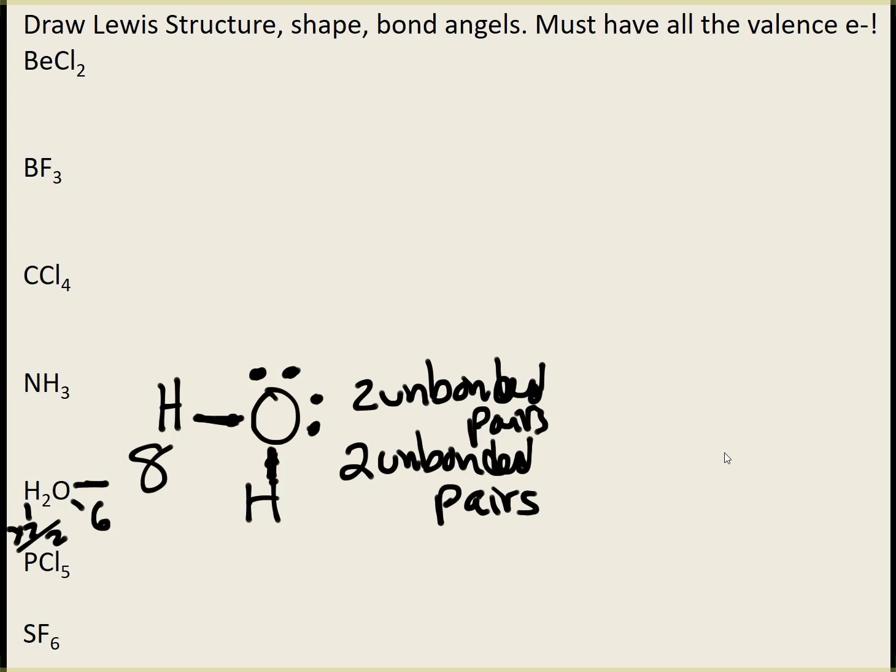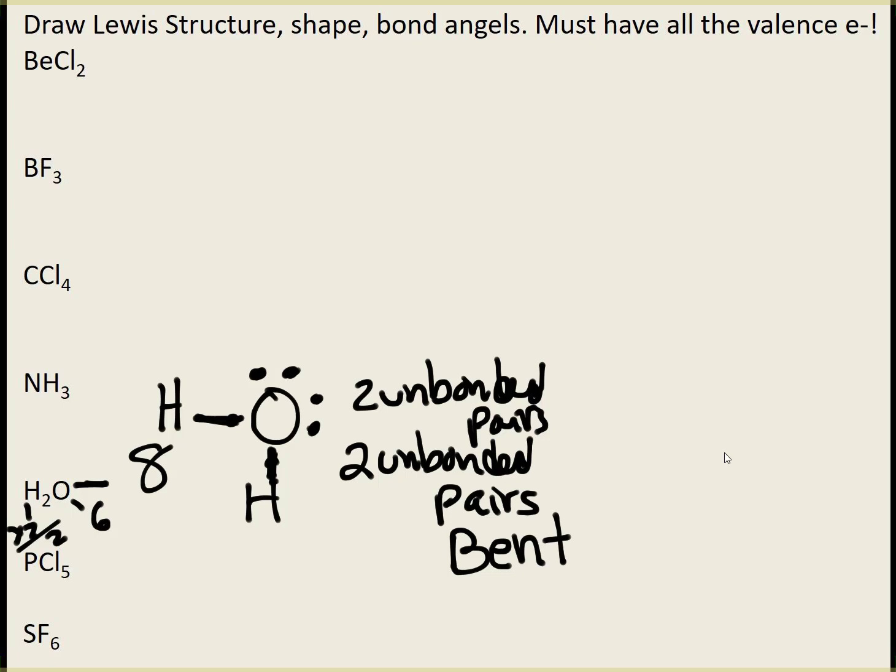As far as where the electrons are, this is a modified tetrahedral. So this one is a trigonal pyramidal. It is also a modified tetrahedral. The shape of this one is called bent. I do have all my valence electrons, 2, 4, 6, 8. You can count around that oxygen, and each hydrogen has 2.